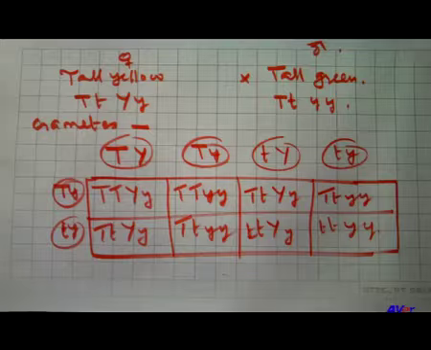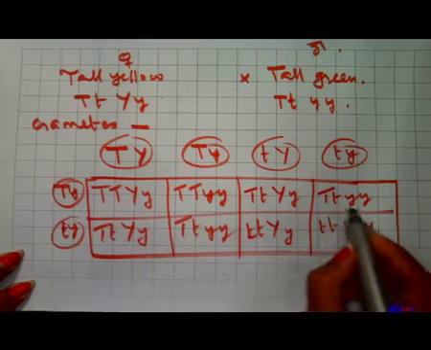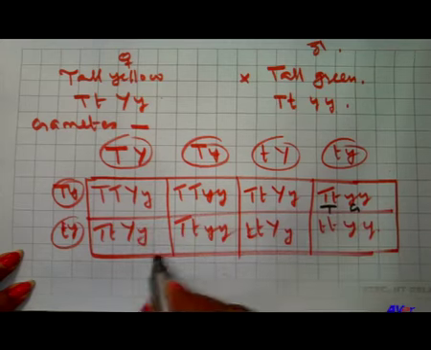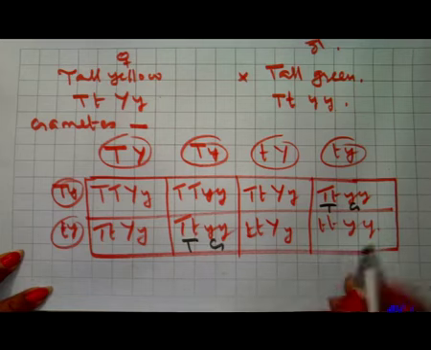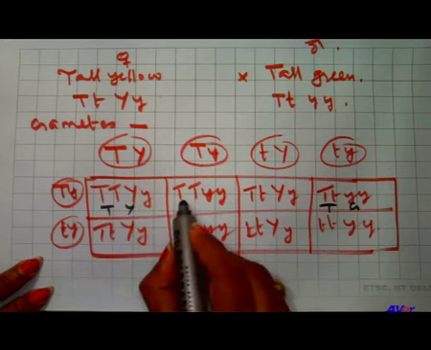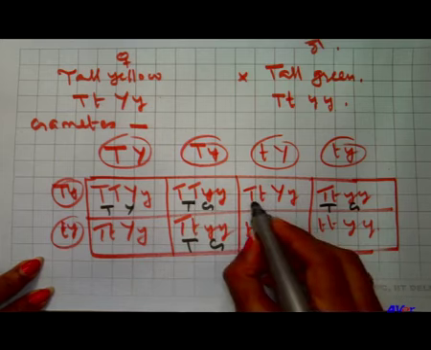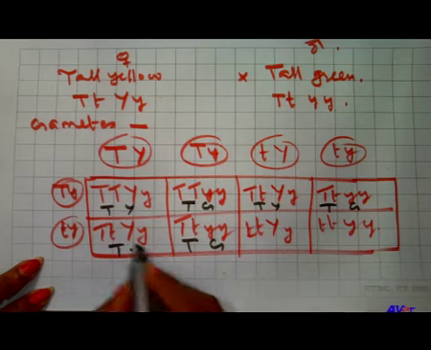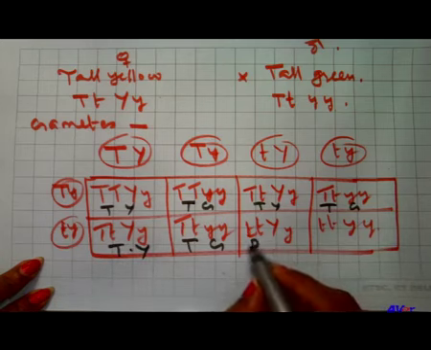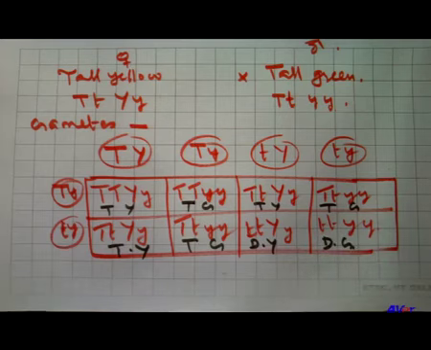Tall and green. This is tall and green. This is tall and green. Remaining, this is tall yellow, tall and green. Tall yellow, tall and yellow. This is dwarf yellow and this one is dwarf and green. The question is, tall and green, how many?